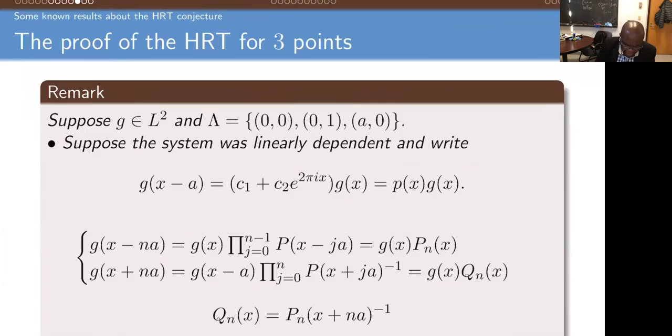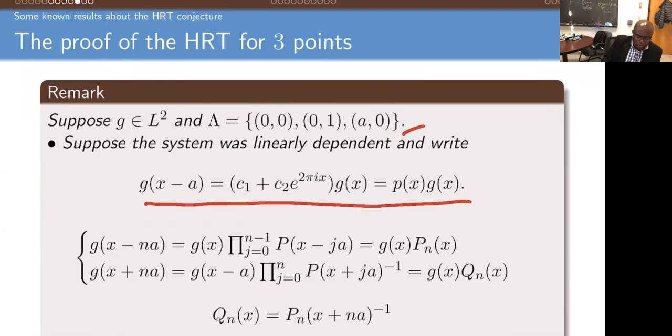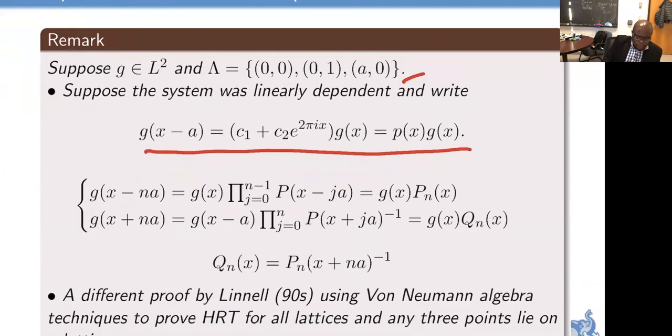So if you only have 3 points, okay? And you assume that the system was linearly independent. So this is the proof of the HRT for 3 points. Then just write the dependence relation that you get. So you can write that G of X minus A is a trigonometric polynomial multiplied by your function G. And now what you do is you iterate this relation to minus infinity and to plus infinity essentially. And you prove that this cannot be the case.